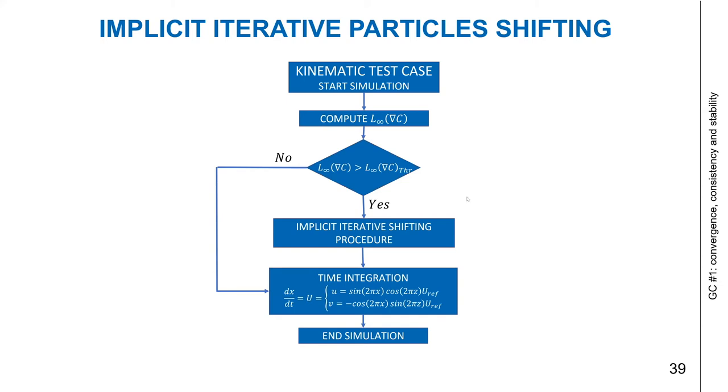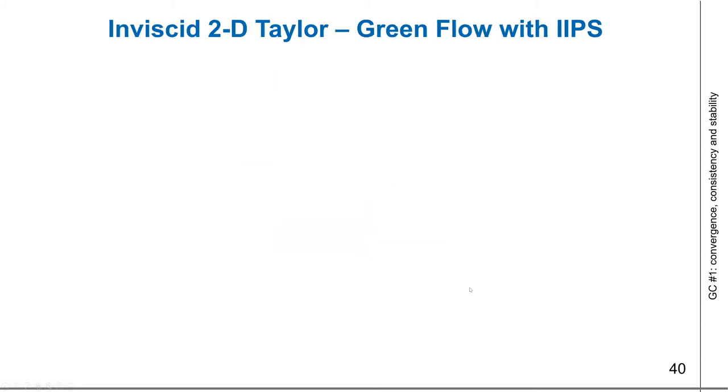So, implicit iterative particle shifting: we plugged what I was just showing you into an actual scheme where the particles are moved according to some equations. We are not solving the Navier-Stokes equations yet. We are just updating the particle positions according to a predefined motion, which is the one from the Taylor-Green equations. And what do we get?